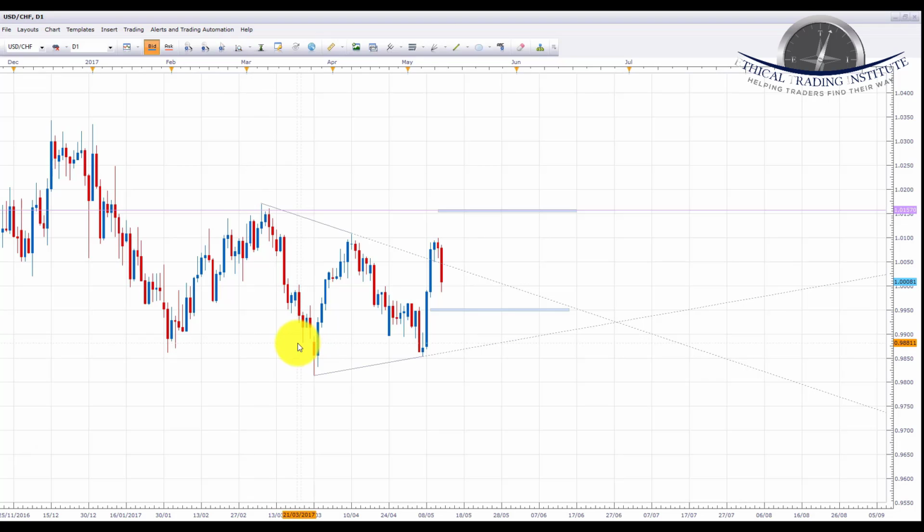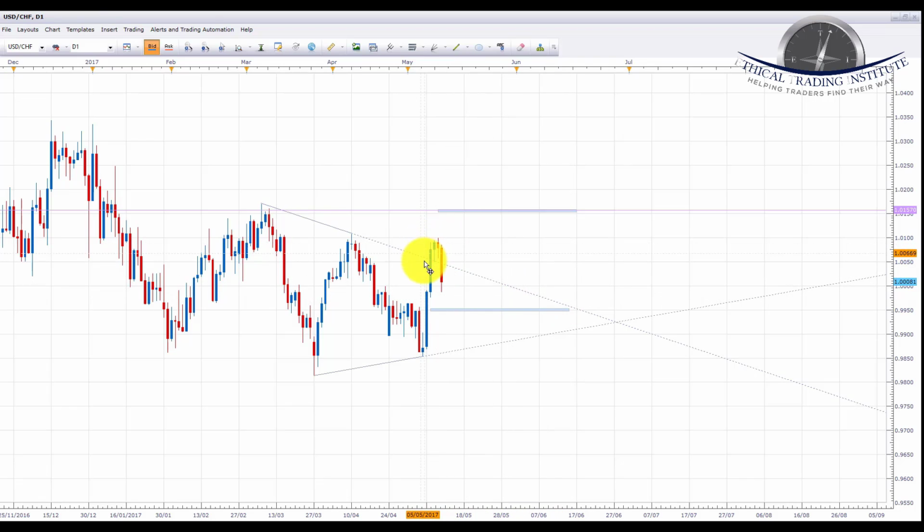US dollar franc. We were looking for this kind of head and shoulders formation like this. We did get a breakout of this downward sloping trend line. In fact, this is the trend line of the head and shoulders, as you can see. Right shoulder, head, left shoulder. So we did get a breakout above here.